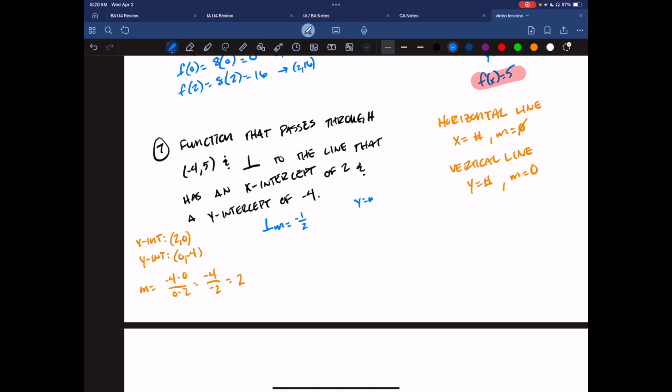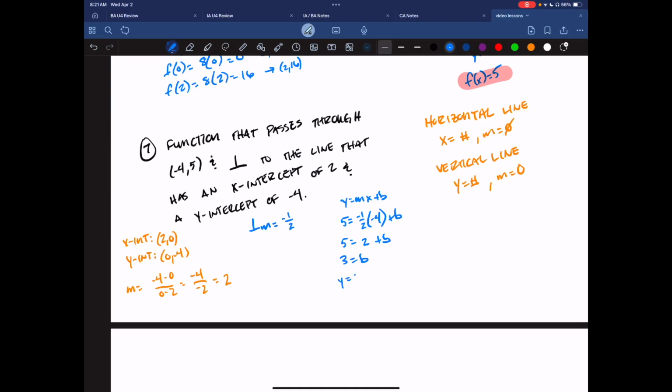So y equals mx plus b. Let's see, 5 equals negative 1 half times negative 4, plus b. 5 equals positive 2 plus b. Subtract 2, we get 3. y equals negative 1 half x plus 3.